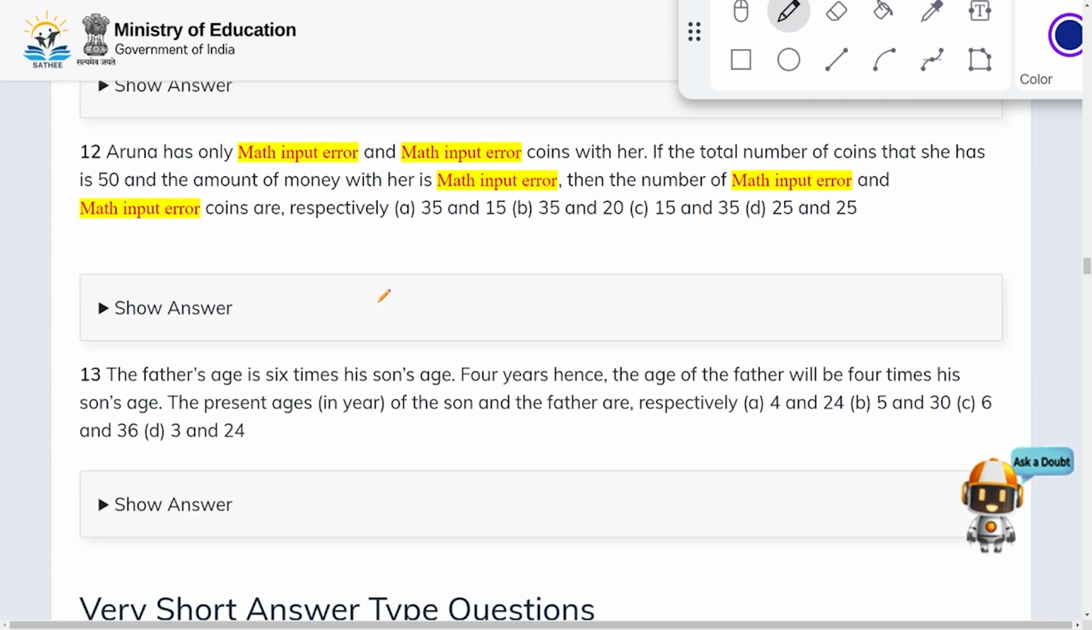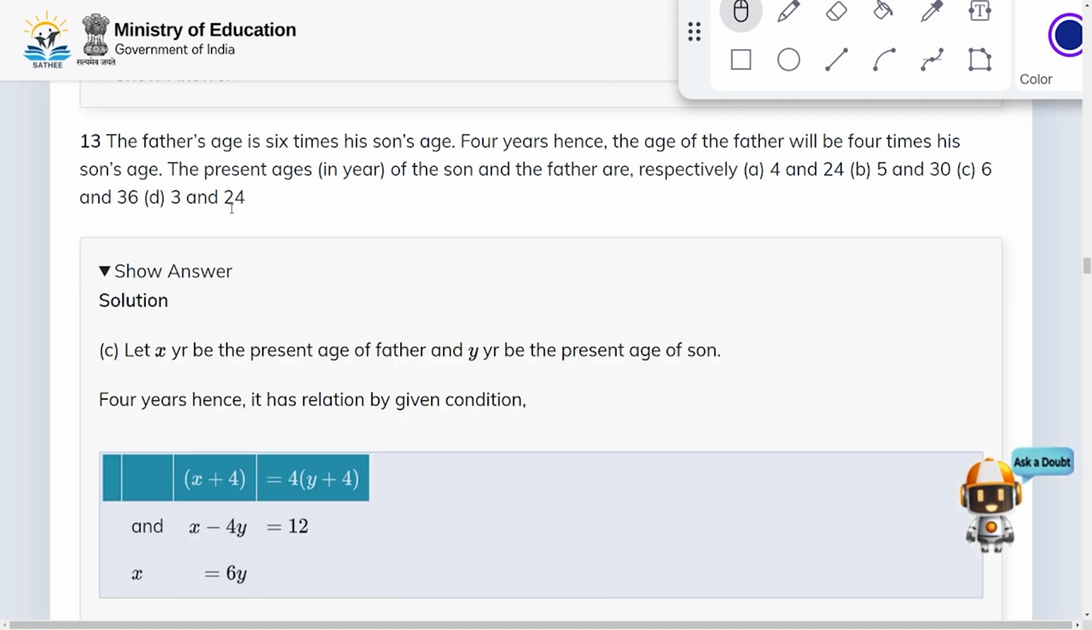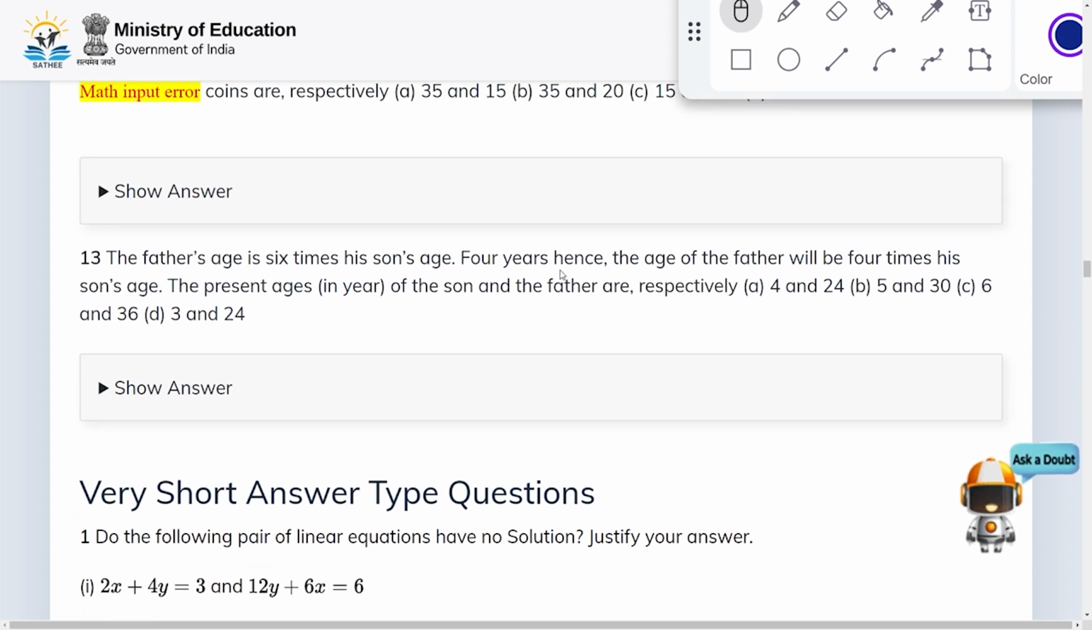Okay, so now let us move to question number 13. The father's age is 6 times his son's age. 4 years hence, the age of the father will be 4 times his son's age. The present ages in years of the son and the father are respectively what? We have been given 4 options. In option A we have 4 and 24. In option B we have 5 and 30. In option C we have 6 and 36. And in option D we have 3 and 24. Let us see how to solve it.